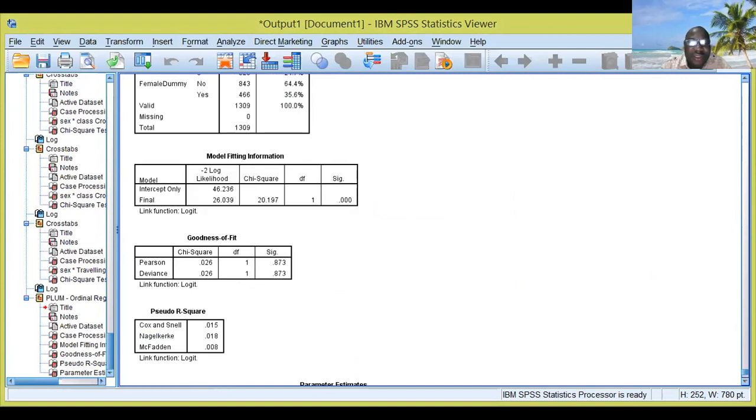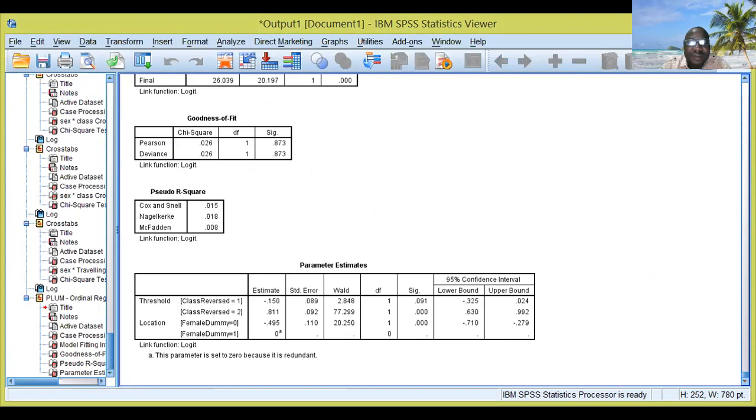Scroll down, let's see the result. Class 1, class 2, threshold. Yes, the language has changed now. Threshold. If you see what he's doing also, he says class reverse 1, class reverse 2. He's still using number 3 as the reference. And female, can you see?